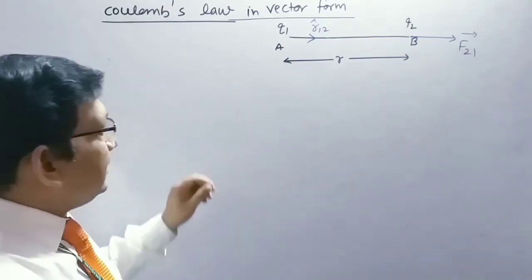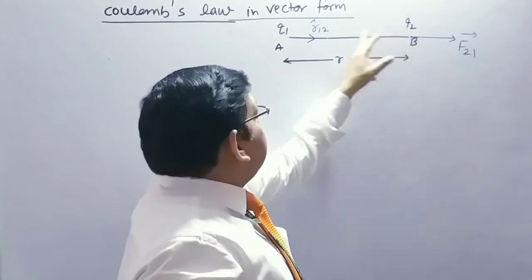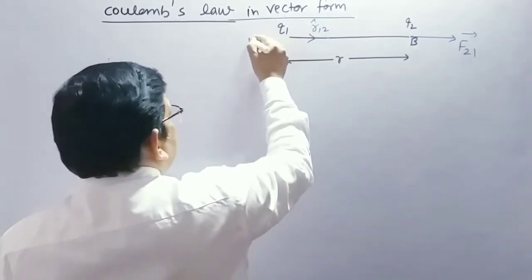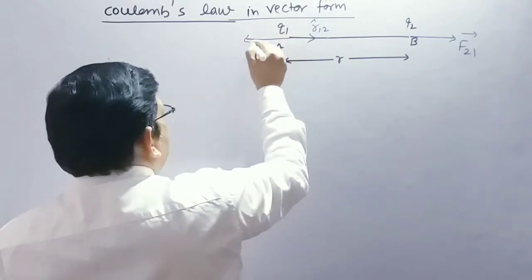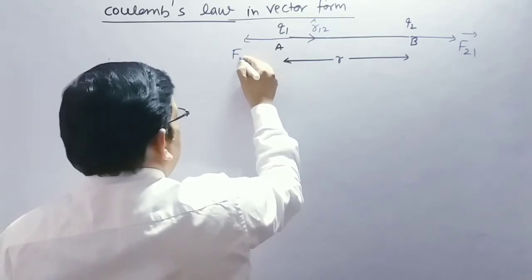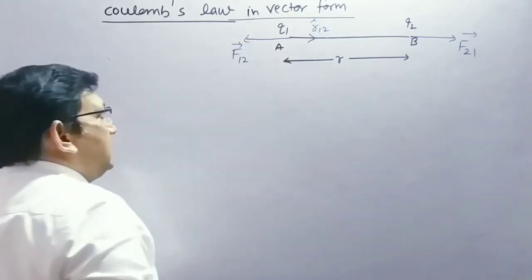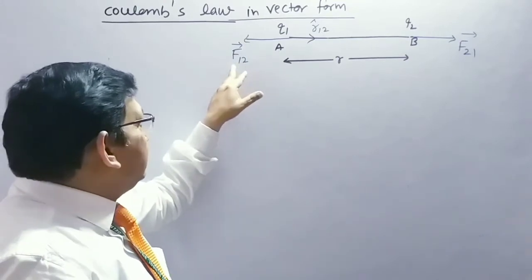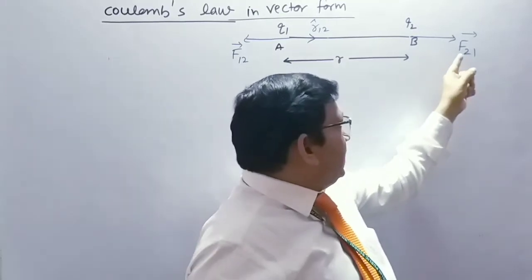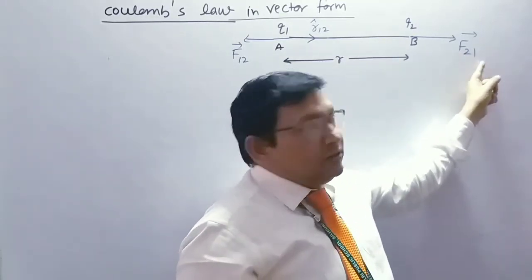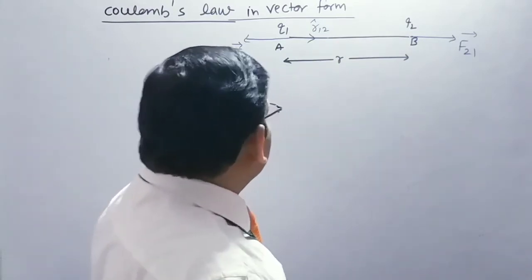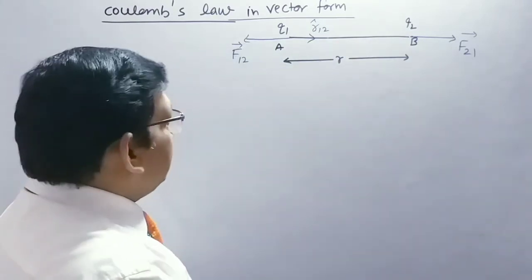Similarly, the charge Q2 exerts a certain force on Q1, and the direction of this force is from Q2 to Q1. So F12 means the force exerted on 1 due to charge 2, and F21 means the force acting on 2 due to charge 1. Both charges are similar charges, so both forces act in opposite directions.